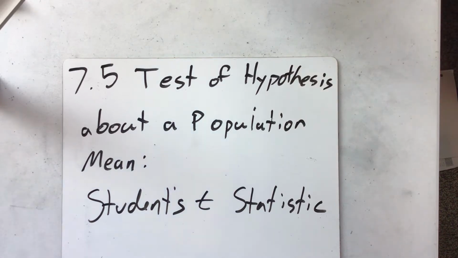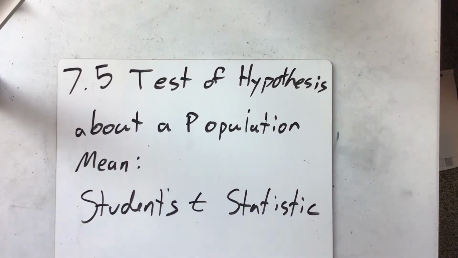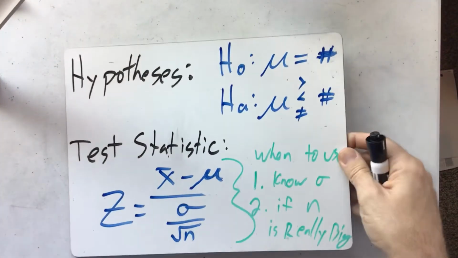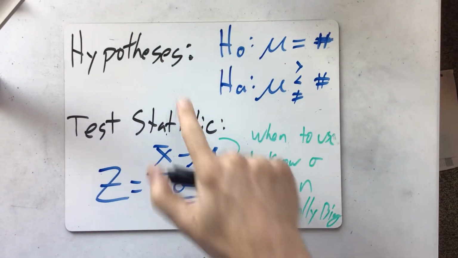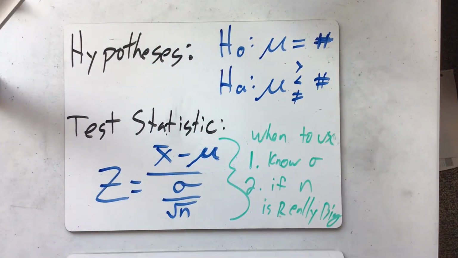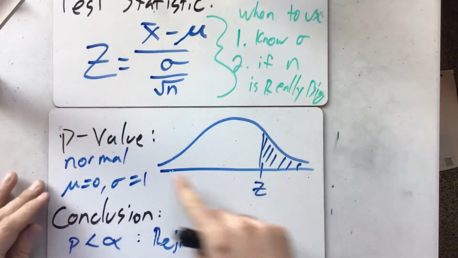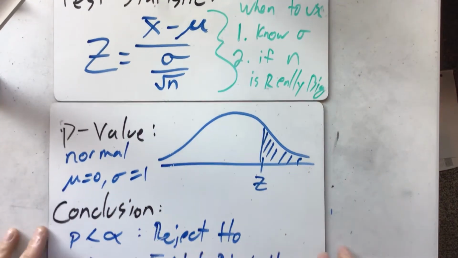We're now ready for the last section in chapter 7 that we're going to do, and it's how we talk about hypothesis tests when we need to use the student's t-statistic. So let's come over and look at what we did last time, and let's just do a quick overview. Last time, when we needed to test a statistic, we created the hypotheses, we created our test statistic, and we used this formula. We found our p-value, and then we came to our conclusion.